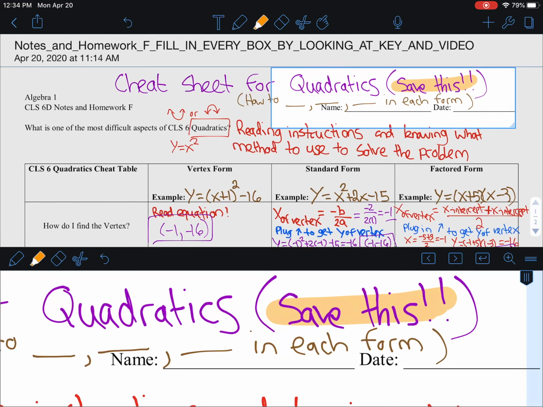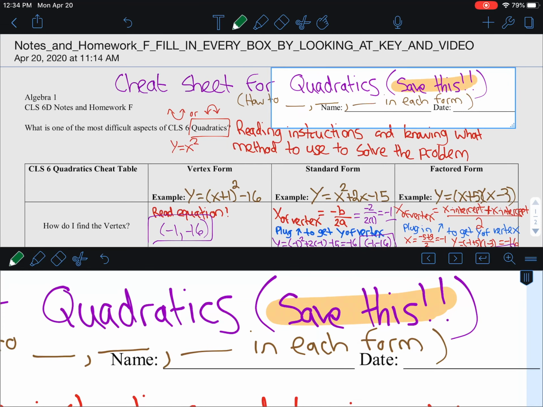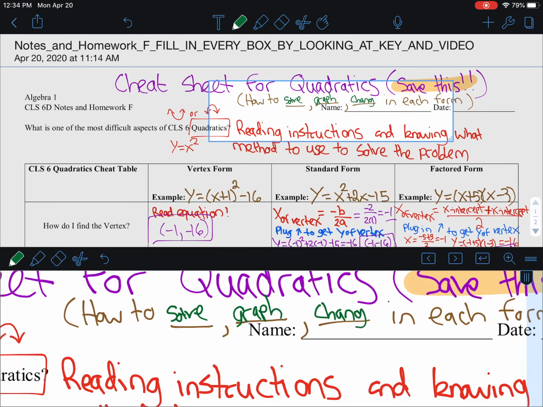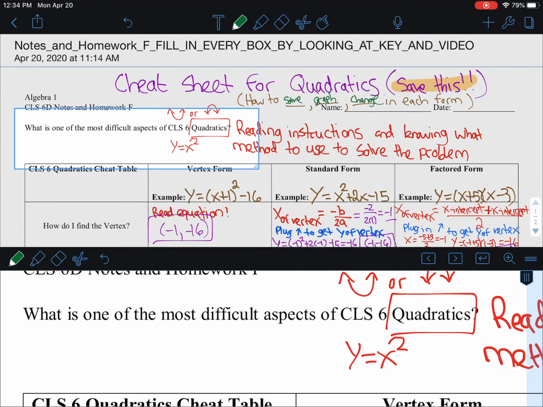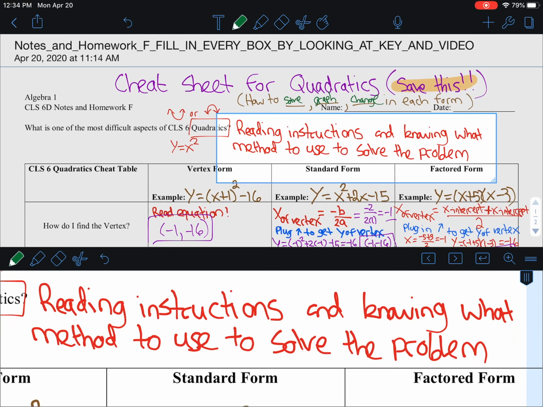I really recommend you looking at this daily, or have this out in some way when you're working on homework assignments, especially tomorrow's. But anyways, this is all about how to solve and how to graph. The graphing part is more about being able to find the vertex and how to change in each form. Now, if you look here, I have a question. What is one of the most difficult things about quadratics? It's simply this: reading the instructions and knowing what method to use.